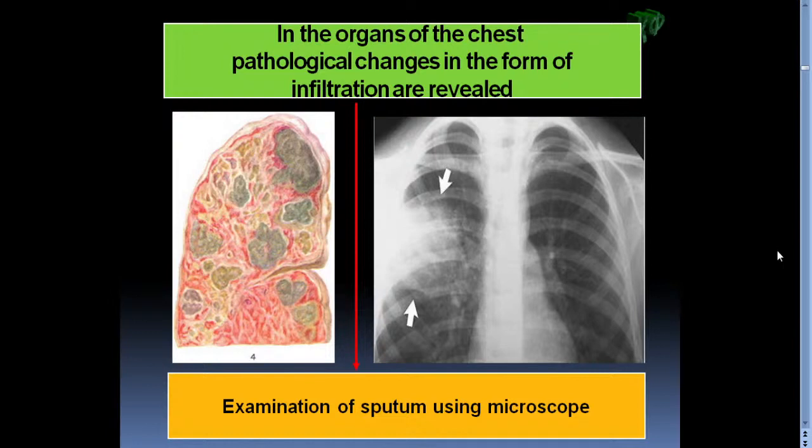If in the organs of the chest pathological changes in the form of infiltration are revealed, we should do examination of sputum using microscopy. On this X-ray, you can see infiltrative shadow, decrease of pneumatization in the right lung. And this shadow looks like a non-specific inflammatory disease. Therefore, first of all, we should use examination of sputum.